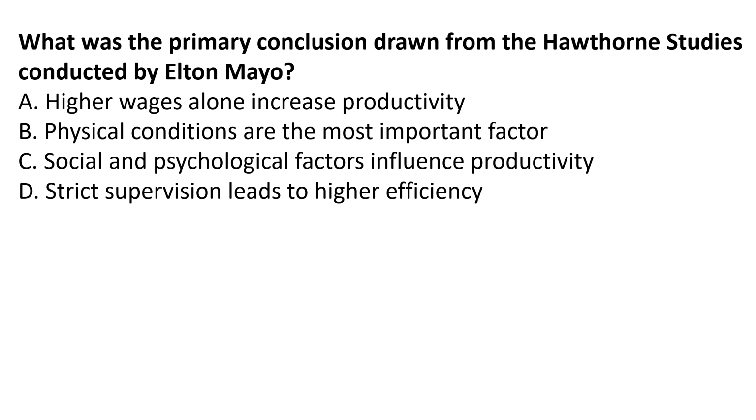What was the primary conclusion drawn from the Hawthorne studies conducted by Elton Mayo? A. Higher wages alone increase productivity. B. Physical conditions are the most important factor. C. Social and psychological factors influence productivity. And D. Strict supervision leads to higher efficiency. So the right answer to this question is option C, social and psychological factors influence productivity.